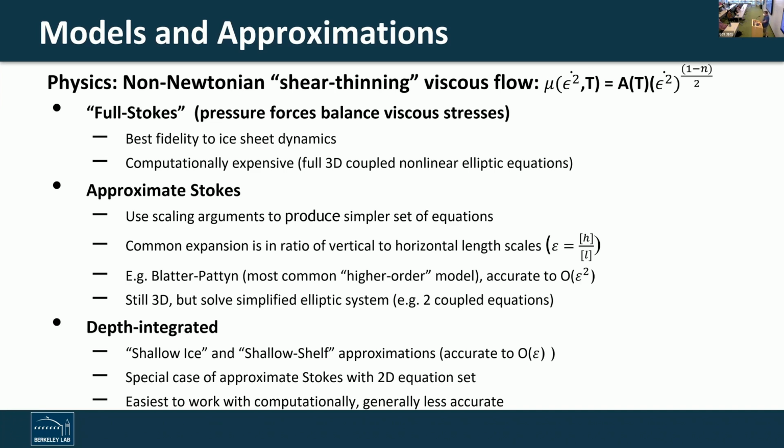When you take this to an extreme, you can wind up with these very simple depth integrated models, which was what people were doing back in the early 2000s. They were basically very simple models, accurate to order epsilon. They're easy to work with computationally, but they're generally much less accurate and they miss major parts of the dynamics. So we don't want to do that. We want something that's accurate to order epsilon squared.